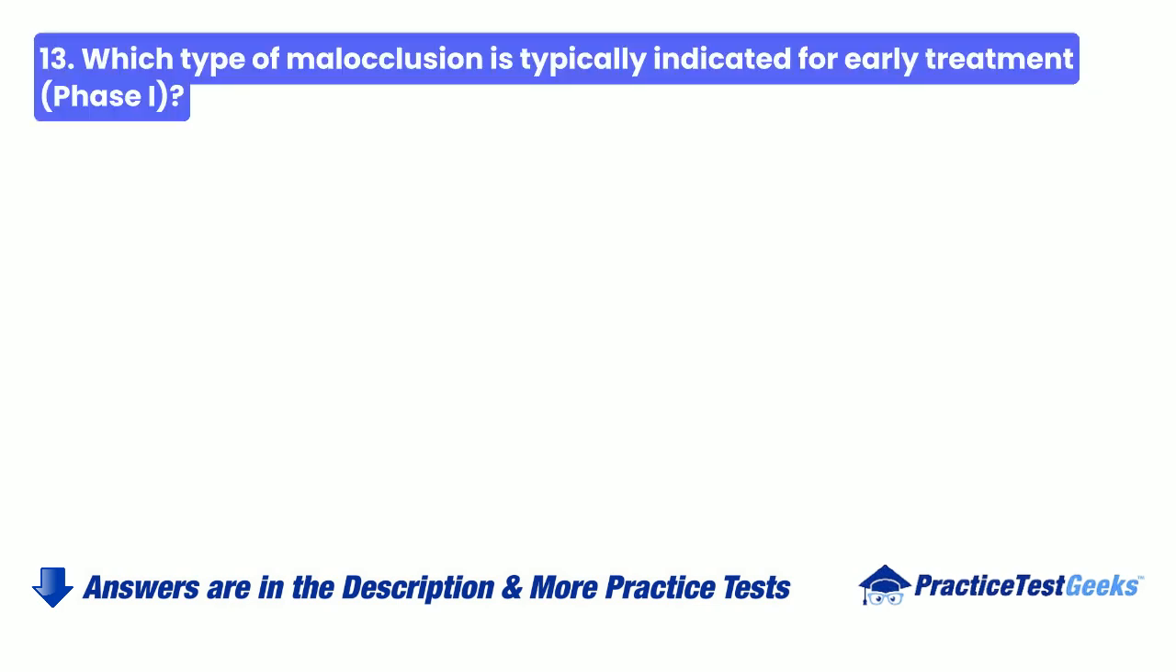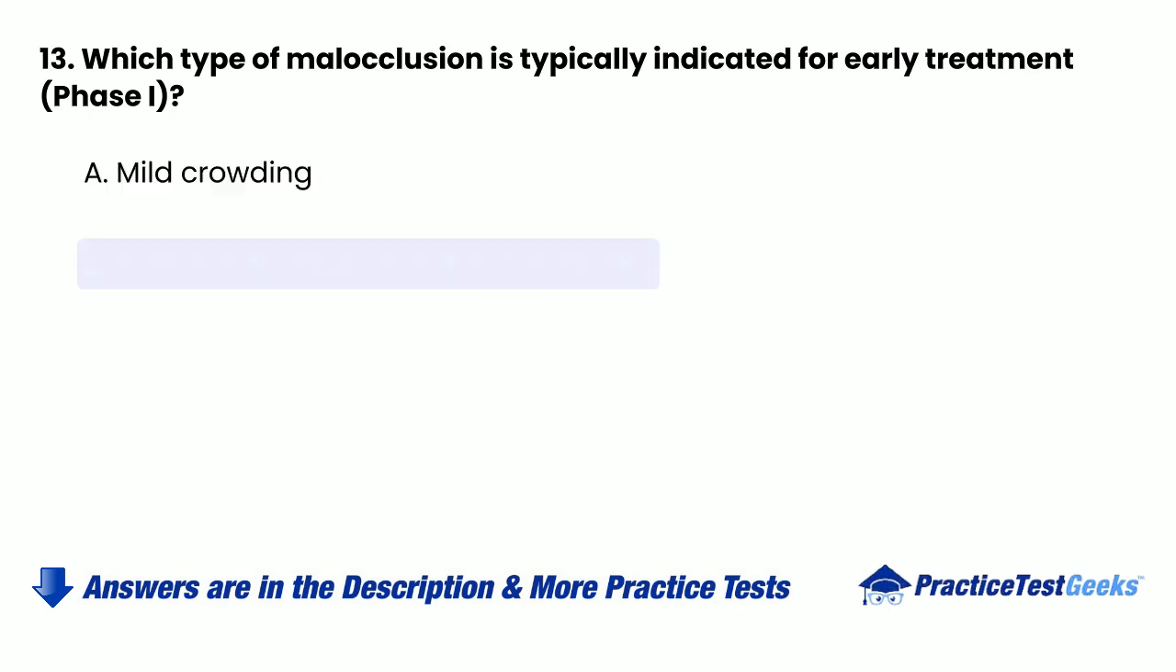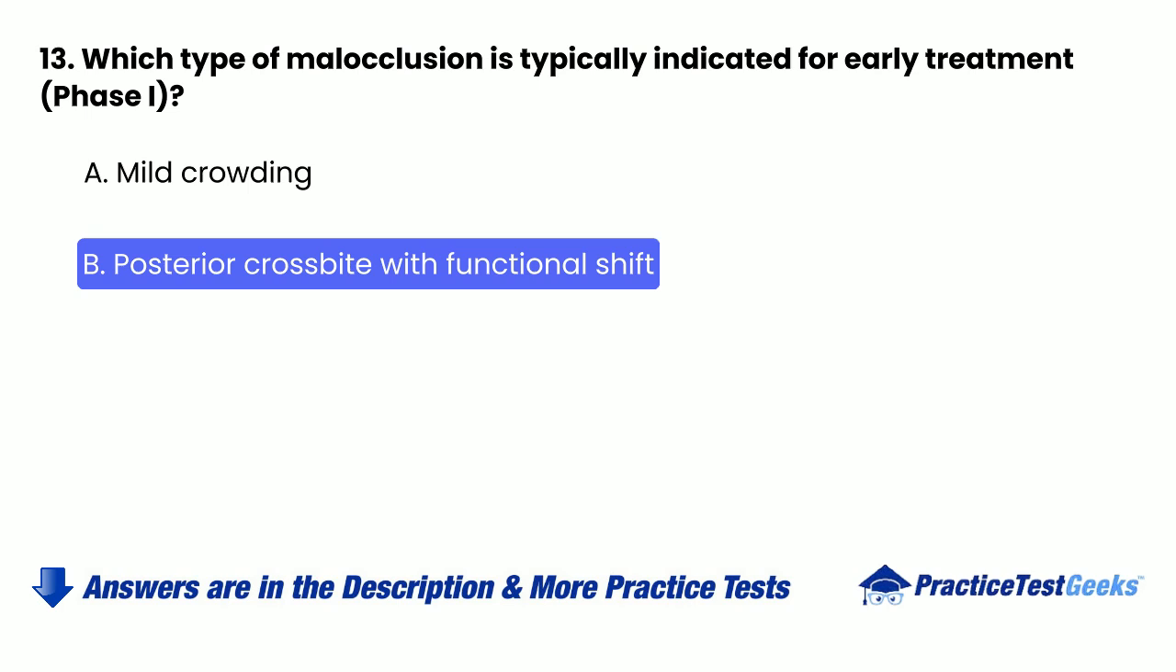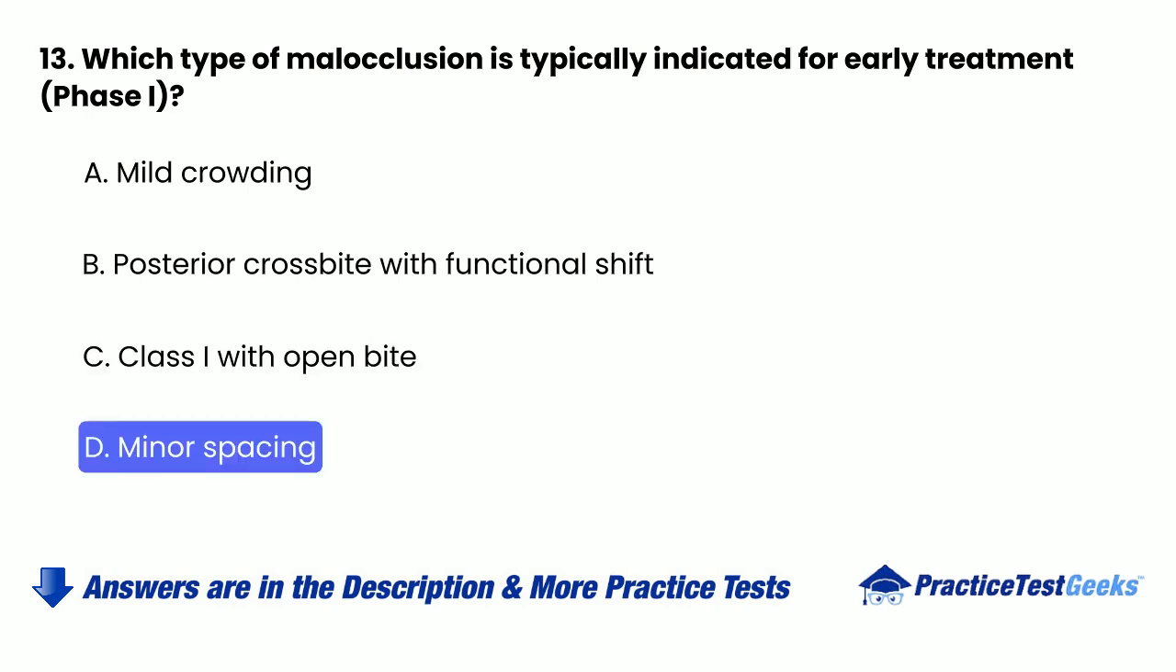13. Which type of malocclusion is typically indicated for early treatment or Phase 1? A. Mild crowding. B. Posterior crossbite with functional shift. C. Class 1 with open bite. D. Minor spacing.